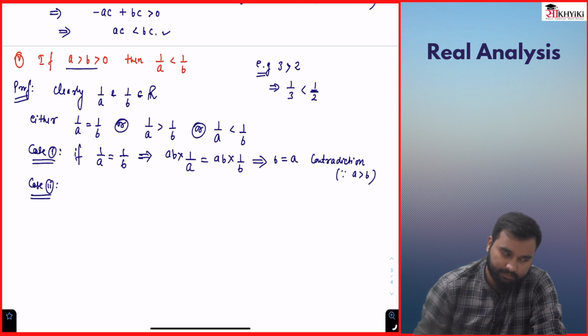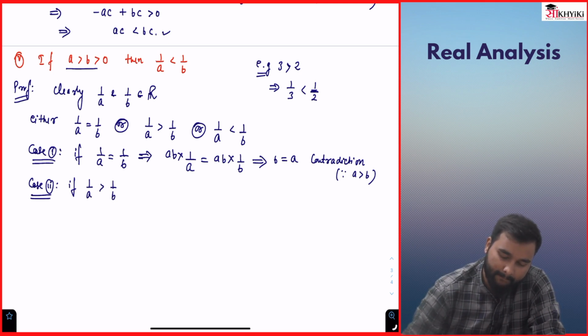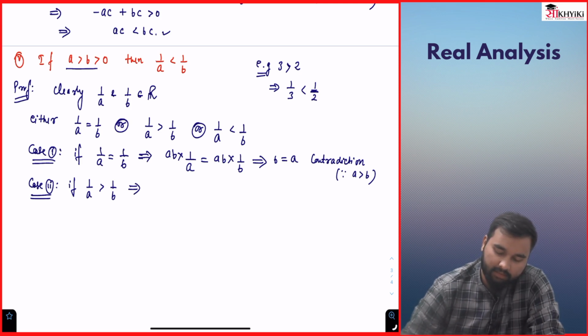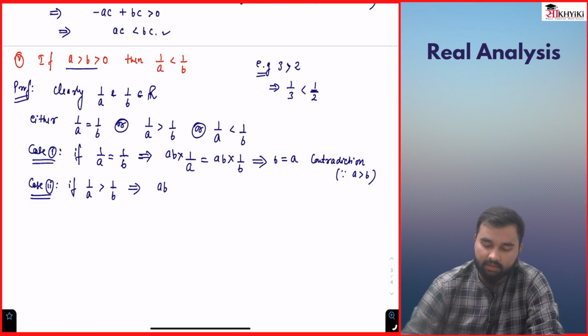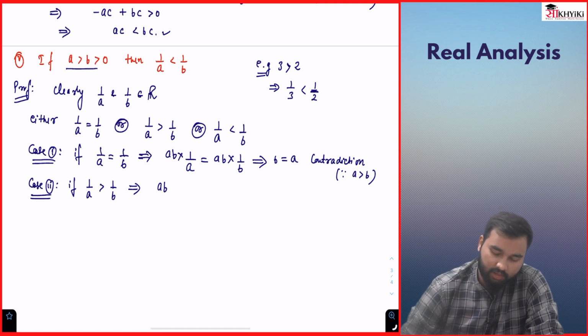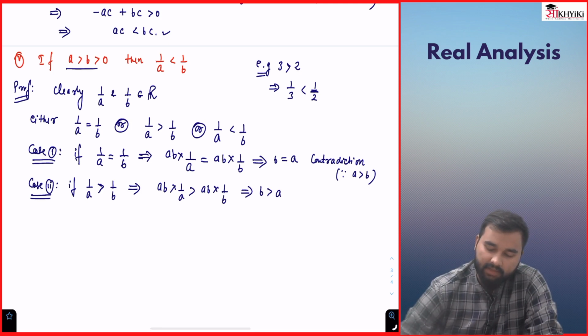Now let's move to the second case. If 1 by A is greater than 1 by B, then again multiplying this inequality with the real number AB, and since it is a positive real number, the sign of the inequality does not change. So AB times 1 by A must be greater than AB multiplied with 1 by B, and from here we have B is greater than A, which is again a contradiction.